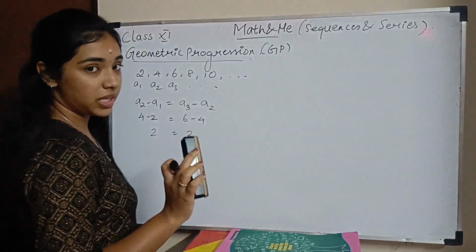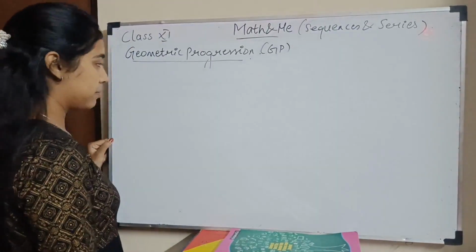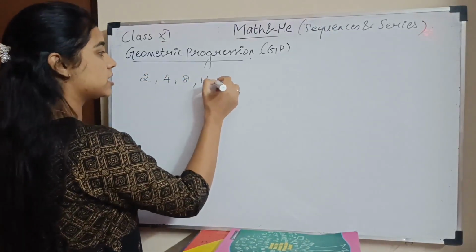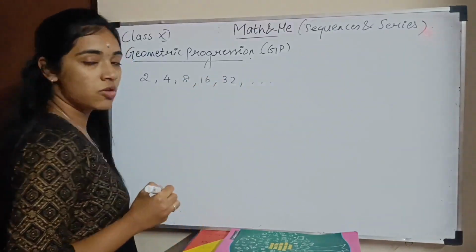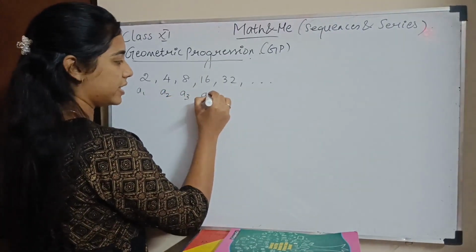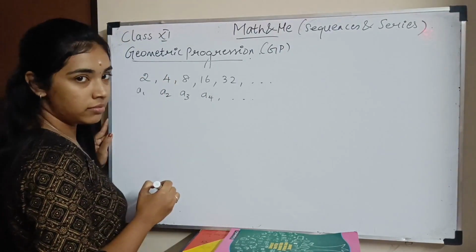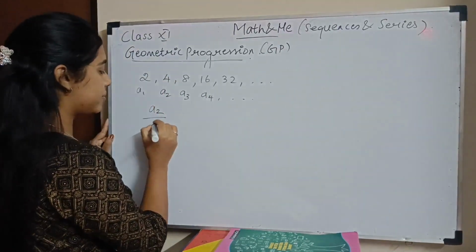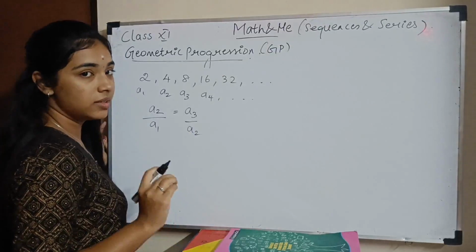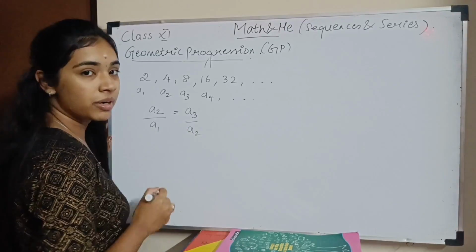Now we need to know what a GP is. Geometric progression, what is it? For example, you have a sequence of numbers 2, 4, 8, 16, 32 and so on. So what do you see here? A1, A2, A3, A4 and so on. Here instead of A2 minus A1, what do we do? A2 divided by A1 equals A3 divided by A2. That is, the ratio of the consecutive terms should be equal.